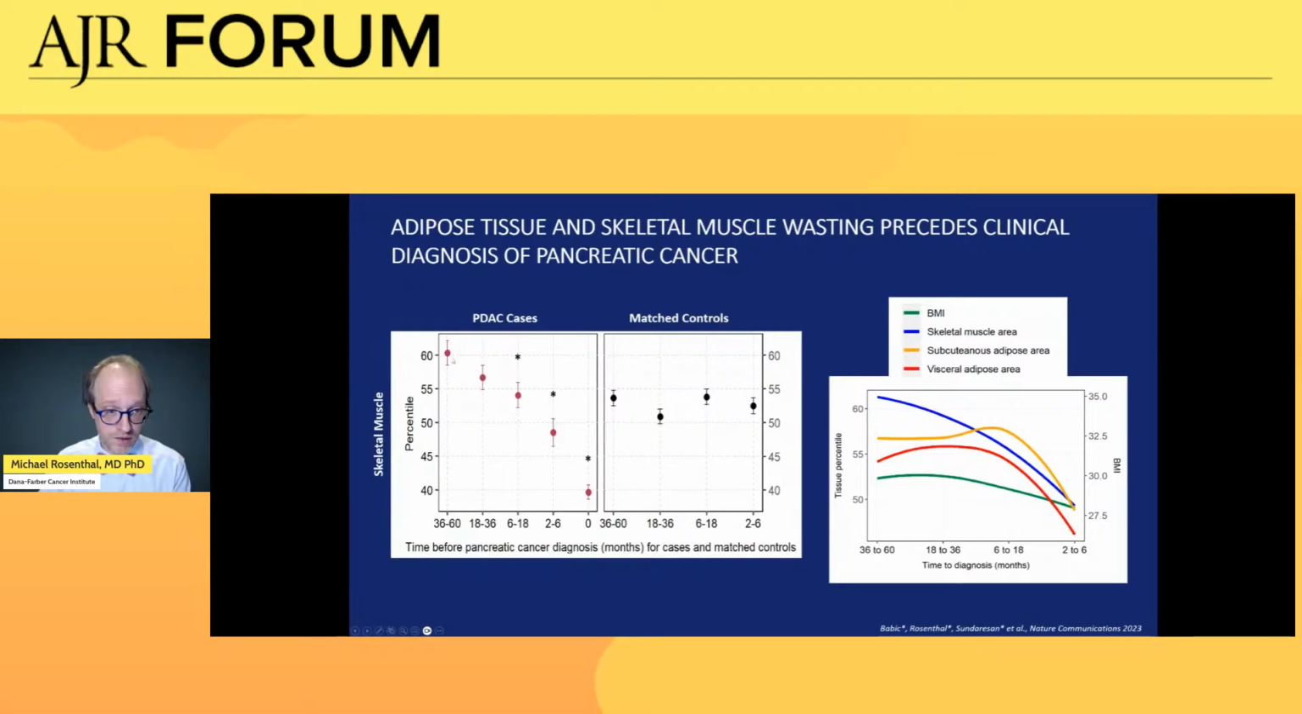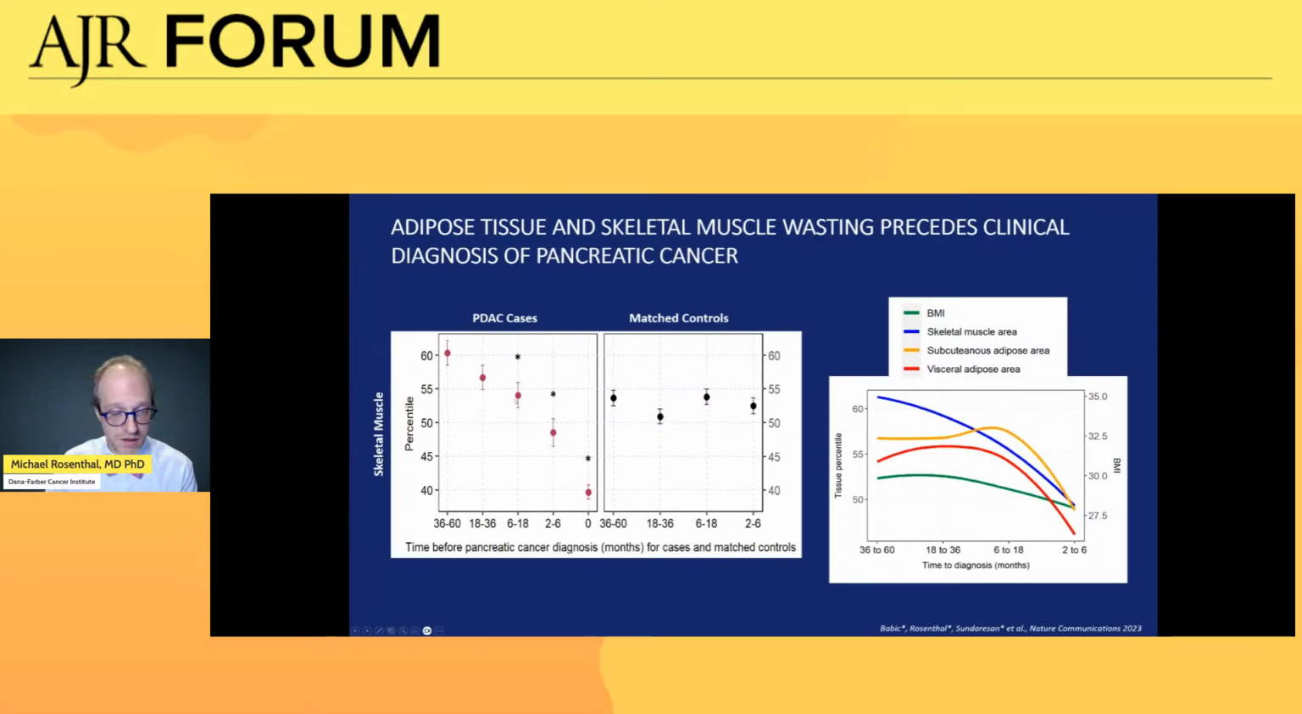We moved on to looking at a pre-diagnostic cohort with our friends at Kaiser Permanente. We looked at about 900 cases and 3-to-1 matched controls. And what we found is that the people who are going on to develop pancreatic cancer, and 0 is the date of diagnosis, had progressive wasting of muscle as we move back in time from their date of diagnosis, whereas matched controls had none. So this shows that not only is muscle wasting present at diagnosis, it is leading the diagnosis of pancreatic cancer by at least 6 to 18 months.